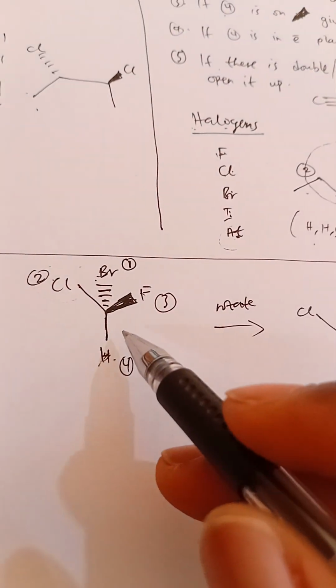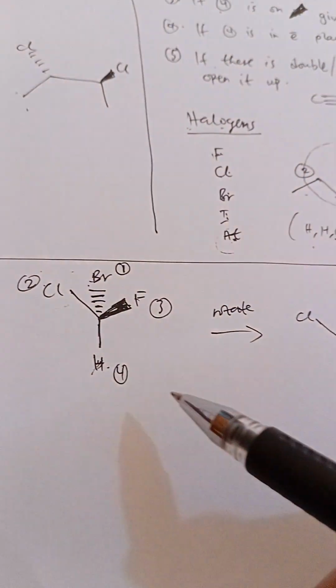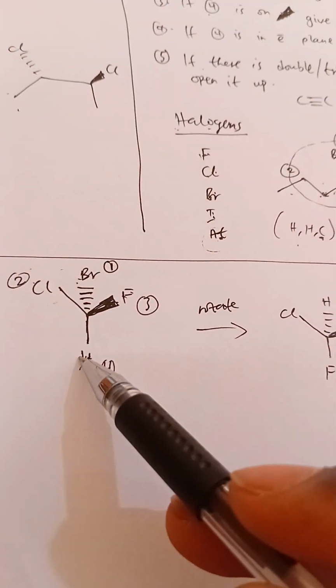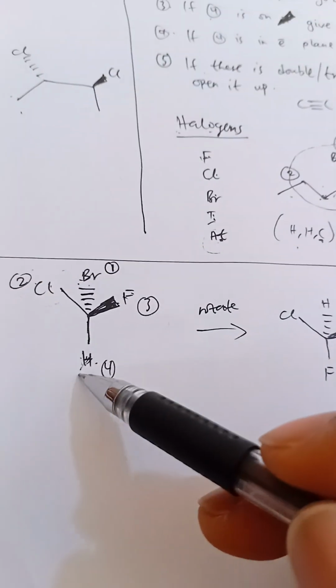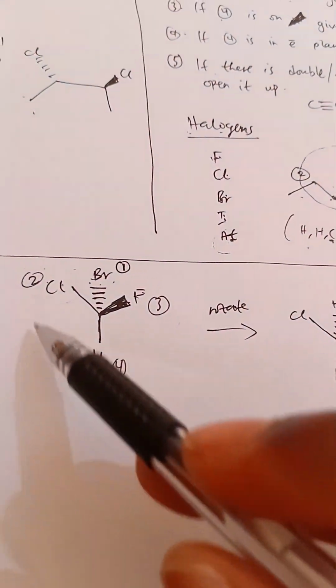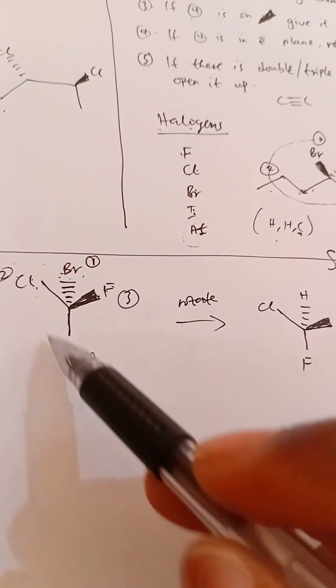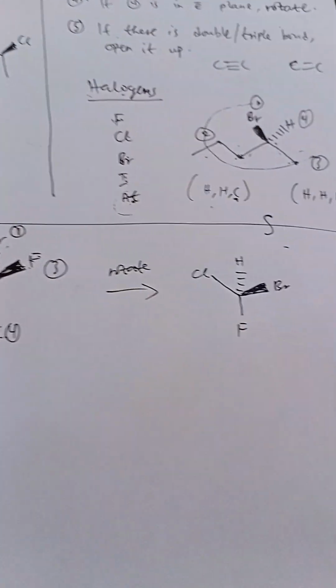You could have also rotated anti-clockwise, meaning you would have kept this one constant. Then hydrogen will come here, chlorine will come here, then bromine will go here. So since we went this way, we kept this constant. Hydrogen went here, fluorine came here, and bromine went there.